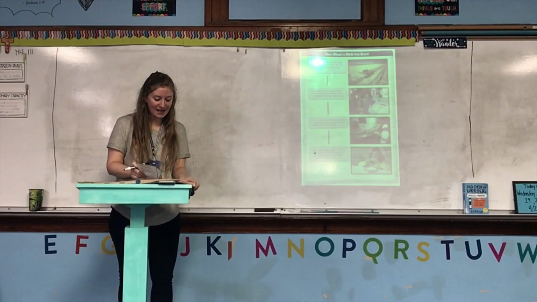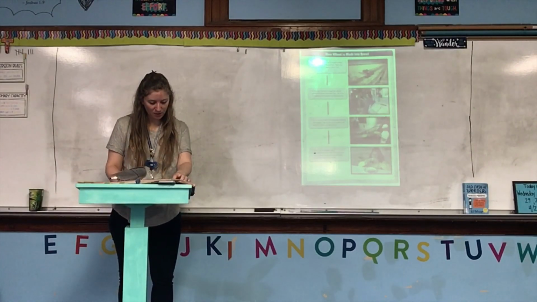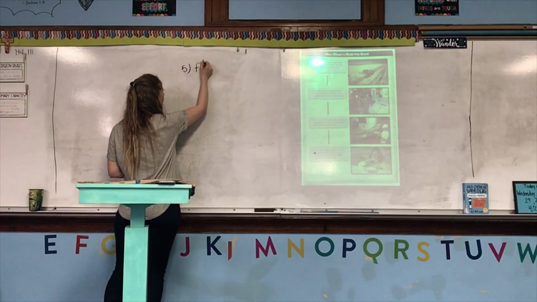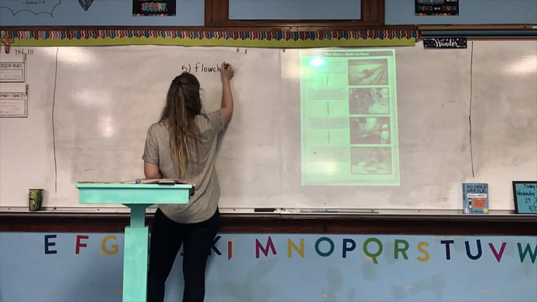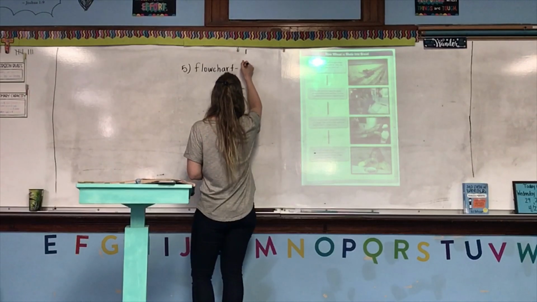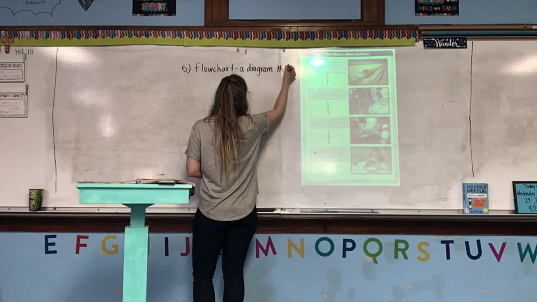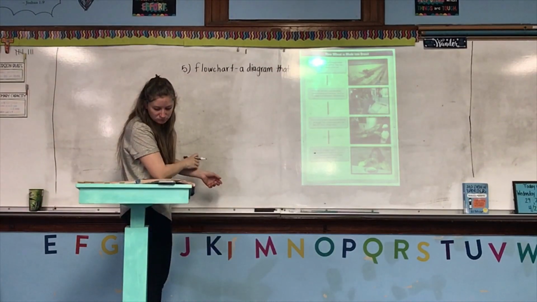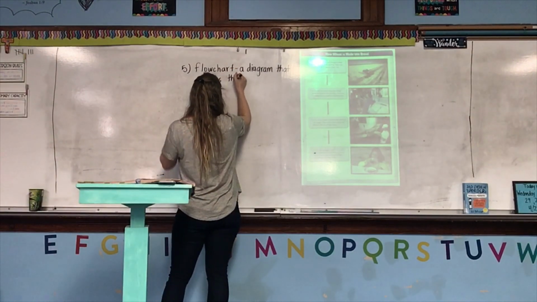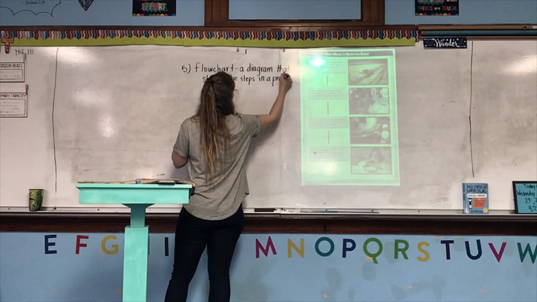So we are going to add it to the words from Monday's lesson. So we're starting with number 5. Vocabulary word number 5 is flow chart. And a flow chart is a diagram that shows the steps in a process.